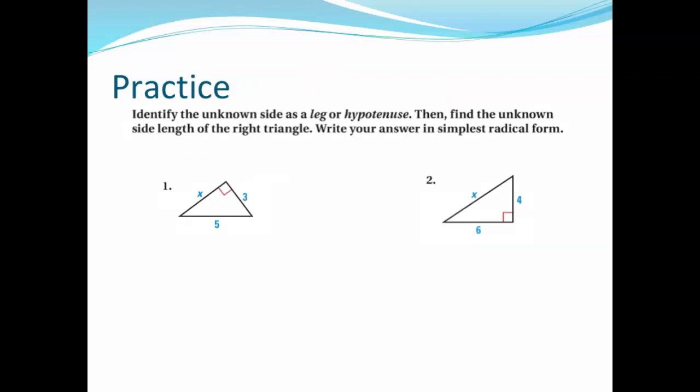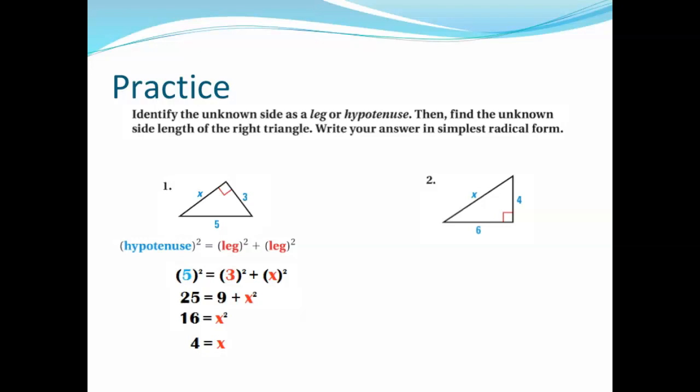Identify the unknown side as a leg or hypotenuse, then find the unknown side length of the right triangle. So in this first one, it looks like we have the hypotenuse, which is 5, and then we have two legs, x and 3. So the unknown side is a leg. Now, applying the Pythagorean theorem, we have 5 squared is equal to 3 squared plus x squared. So we have 25 equals 9 plus x squared, and solving for x, we have x squared equals 16, so x is equal to 4.